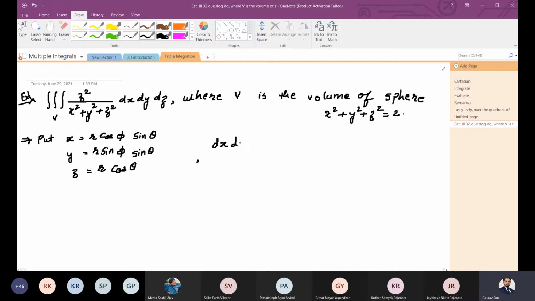With that, we also saw dx dy dz has to be replaced by, anyone? What is the Jacobian here? What was the Jacobian for spherical coordinates? r square sin theta. r square sin theta dr d theta d phi.